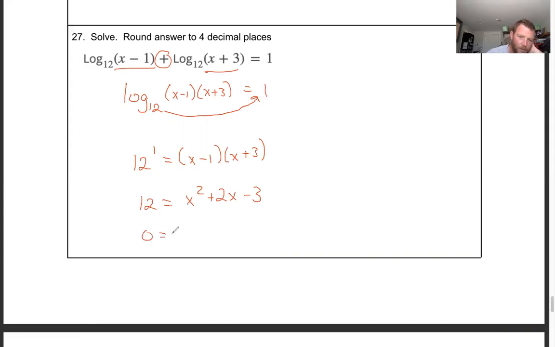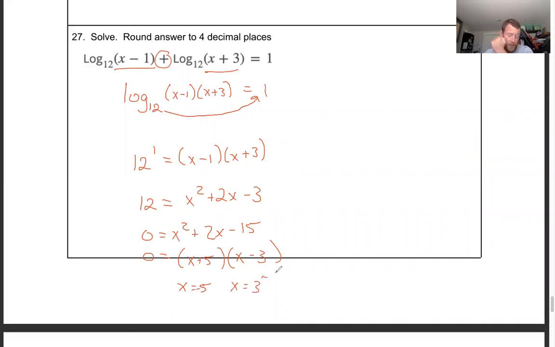So 0 is equal to x squared plus 2x minus the 12, which is minus 15. Two numbers that multiply to negative 15 but add up to 2 would be x plus 5, x minus 3. X is equal to negative 5. X is equal to 3.